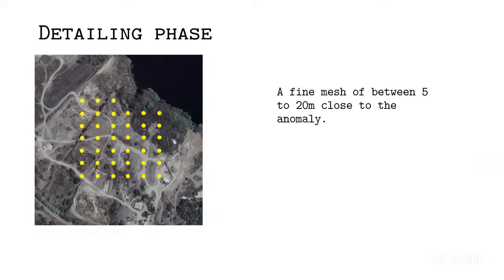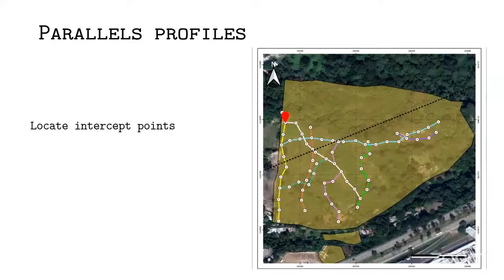For the mesh, this is the detailing phase, a fine mesh of between 5 to 20 meters close to the anomaly. It explores and identifies in detail the range and amplitudes of the anomalous body. For the parallel profiles, to work with parallel profiles, the first step is to locate an intercept point.